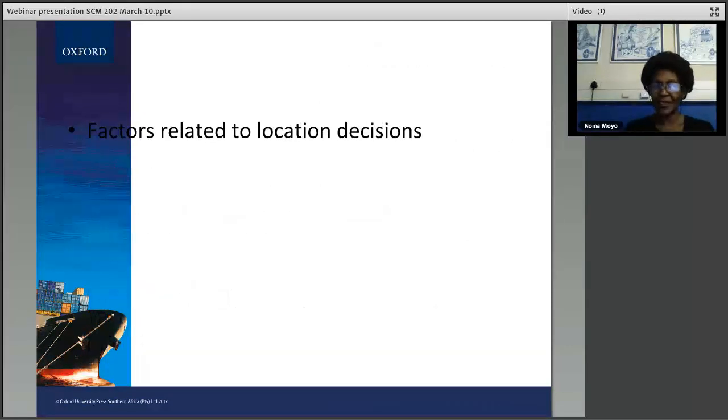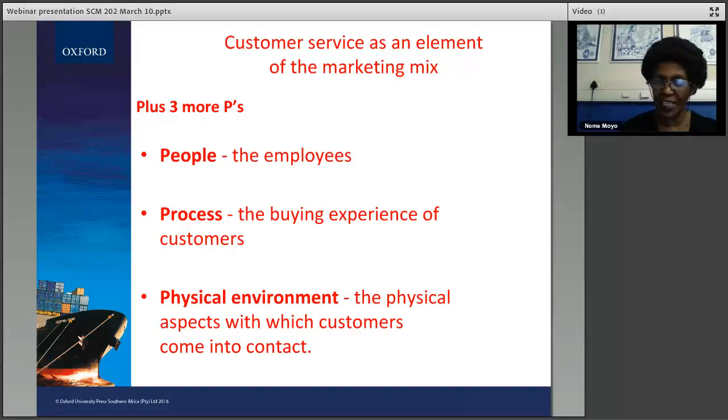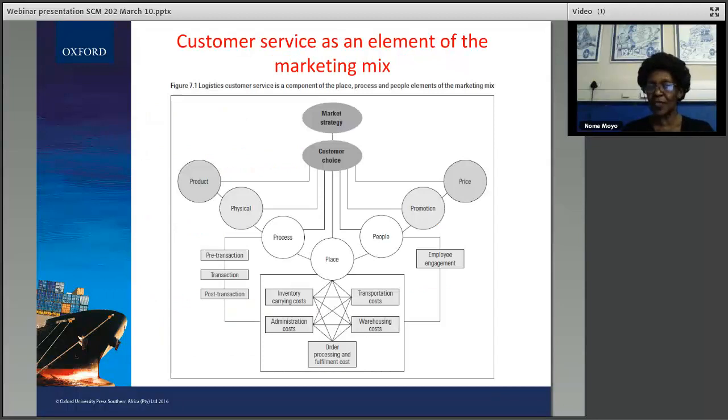I want to look at customer service as an element of the marketing mix. We have 4 P's: price, product, promotion, and place, plus the other 3 P's that are people, which are employees, processes, which are the buying experience of customers, and physical environment, the physical aspects with which customers come into contact.